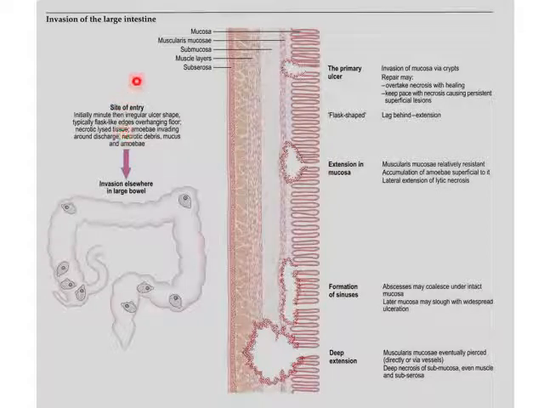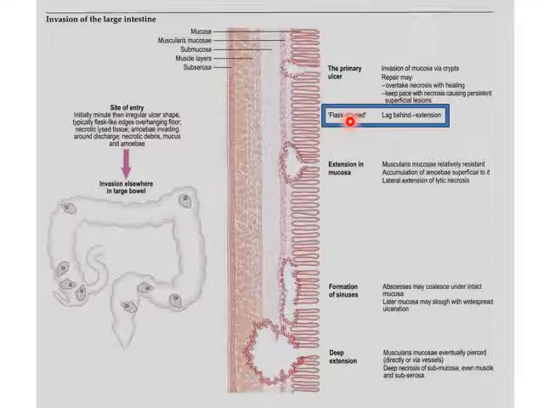We shall see the invasion of E. histolytica into the large intestine. As you can see here, the layers of the large intestine: mucosa, submucosa, muscularis mucosa, the muscle layer and subserosa. Primarily, the amoeba invades via the crypts and forms the primary ulcer, which is typically called the flask shaped ulcer. It is narrow at the top and broad at the bottom. The size of this flask shaped ulcer could be from a pinhead to a few inches.